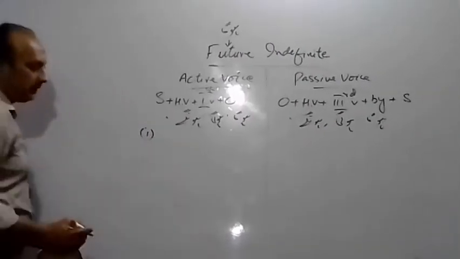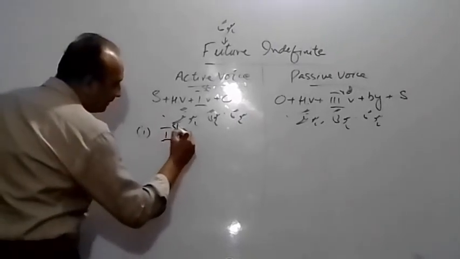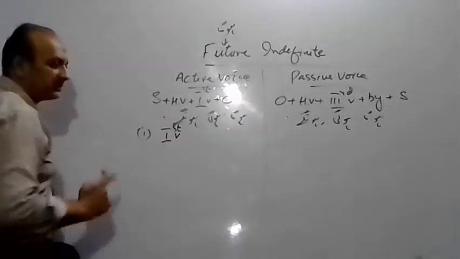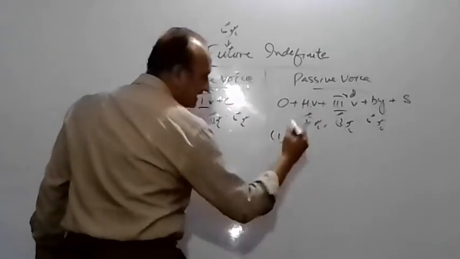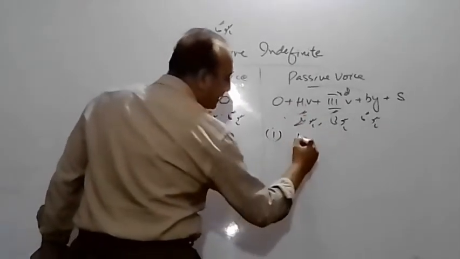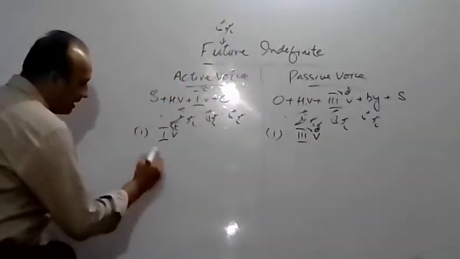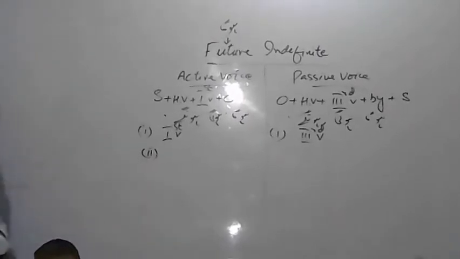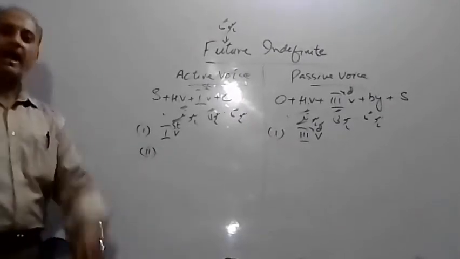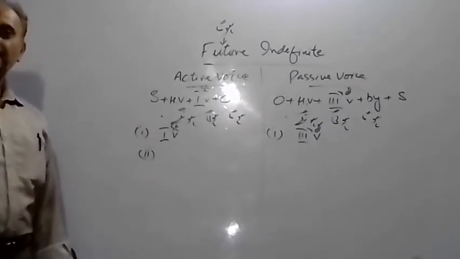Point number one tells us about the forms of verb. And what form of verb do we apply in this tense? First form of verb. Okay? And in point number one, passive voice, which form of verb do we apply? We apply the third form of verb. Okay? Point number two tells us about the helping verb. What helping verb do we apply in present indefinite tense? Yes, who will tell? Do or does.